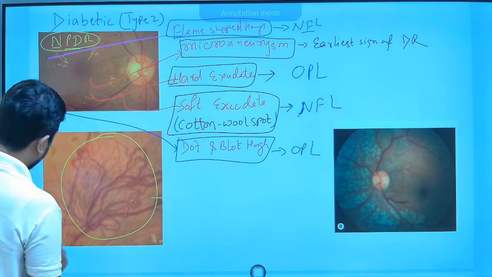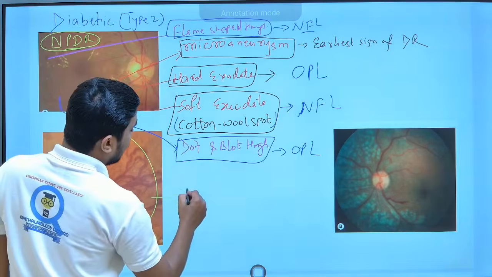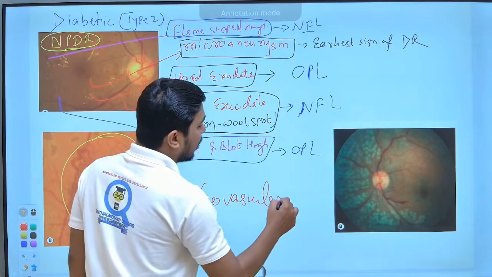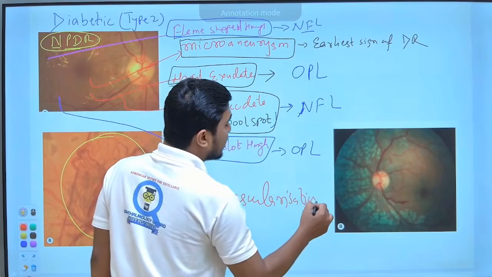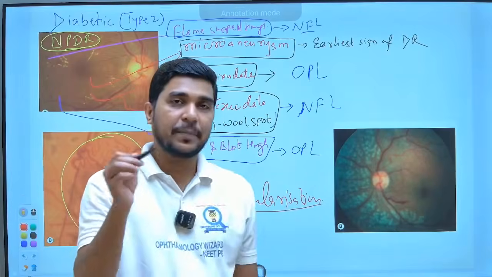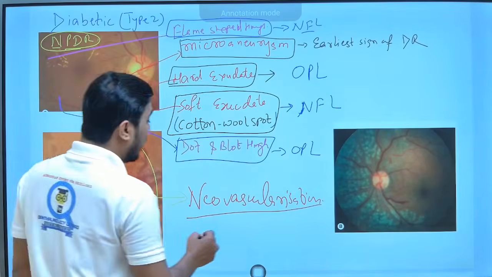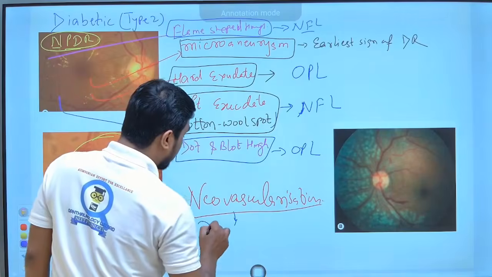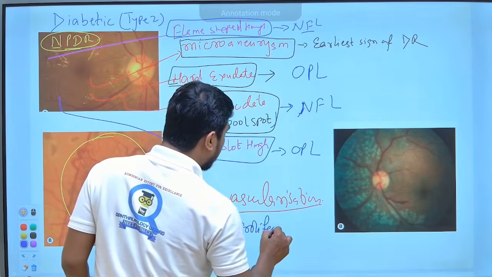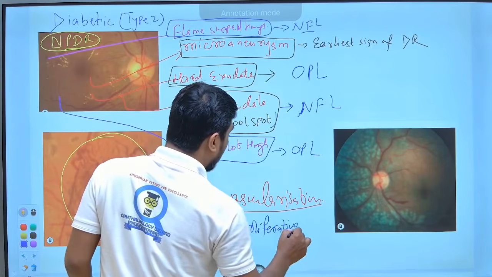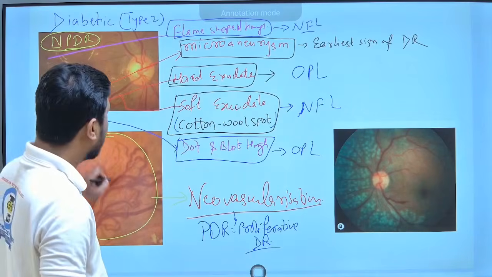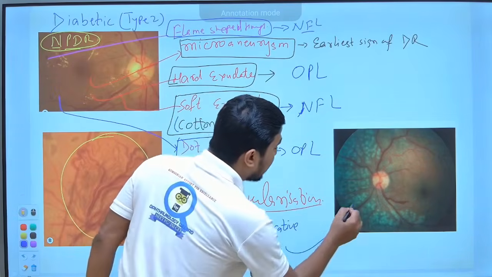Now what are you seeing here? What is this picture? This is what we call neovascularization. If there is neovascularization in a type 2 diabetic patient, then the patient is labeled as PDR. PDR means proliferative diabetic retinopathy. Understood? When you have PDR, then the treatment is this one.